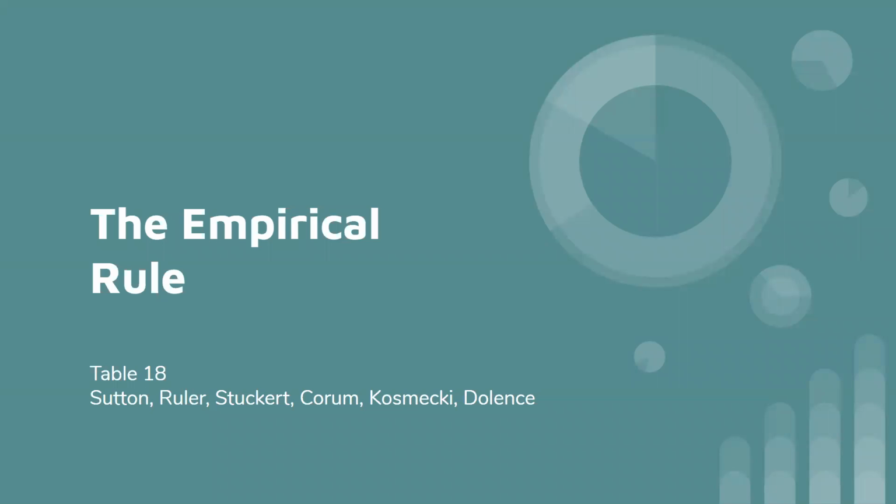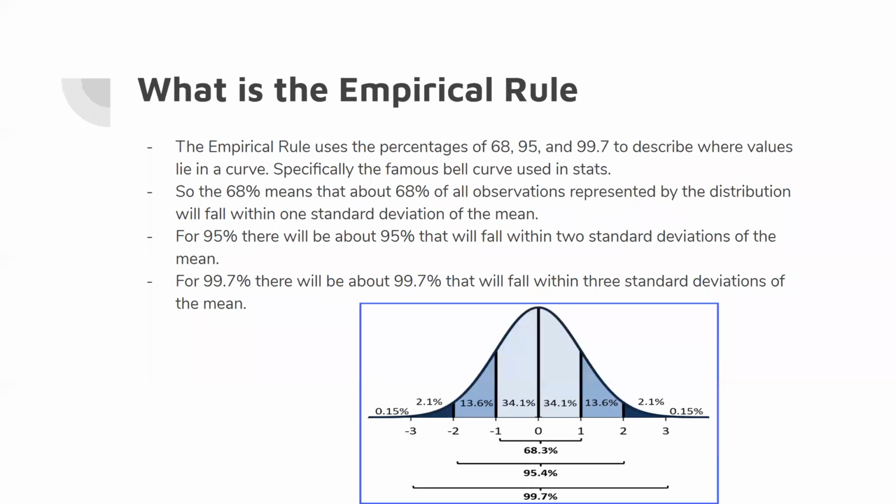Hello, I present to you here the empirical rule by Table 18, Stats 210. What is the empirical rule? The empirical rule uses percentages of 68, 95, and 99.7 to describe where values lie on a curve, specifically the famous bell curve used in stats.